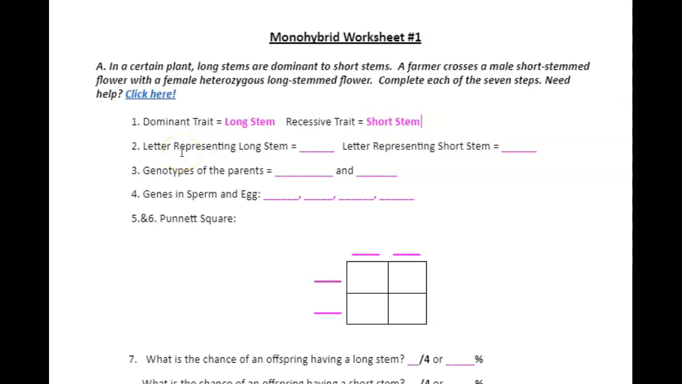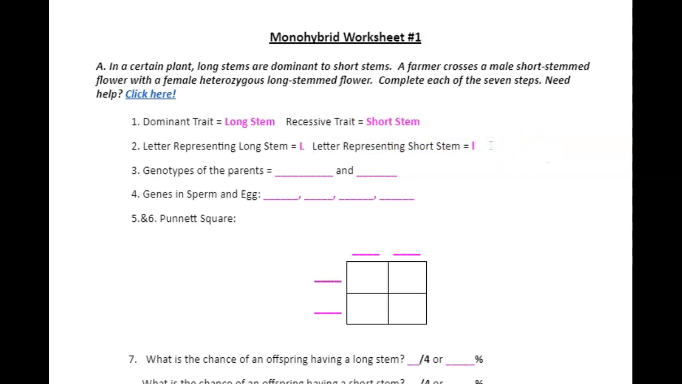Now we have to assign letters. We need the letter representing the long stem. So we want to pick a letter. If you want to choose big L, that's fine, as long as you make your little l look different. A lot of times people pick the first letter of the dominant word, and that totally works. Again, just beware of stuff that looks the same. Like for example, if you use big O and little o, they look really similar. Big L and little l look enough different that I think we're okay using them.